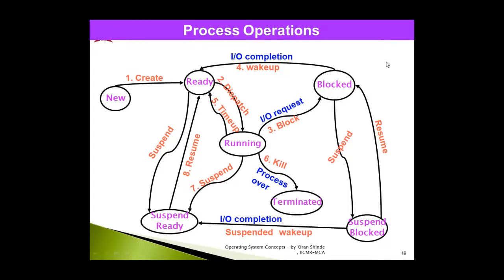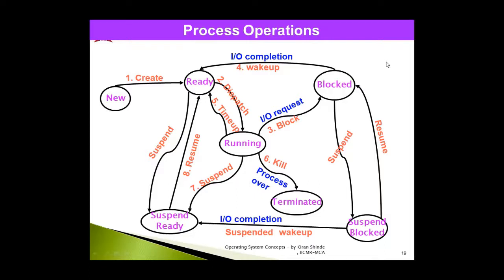Moving further, serial number 6, that is kill. Kill is nothing but an operation where the process is terminated after completing its execution successfully. After the kill operation is executed, the process will change its state to the terminated state. So it conveys that the process is over.